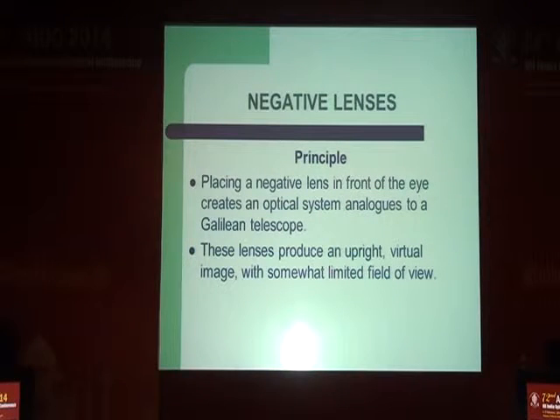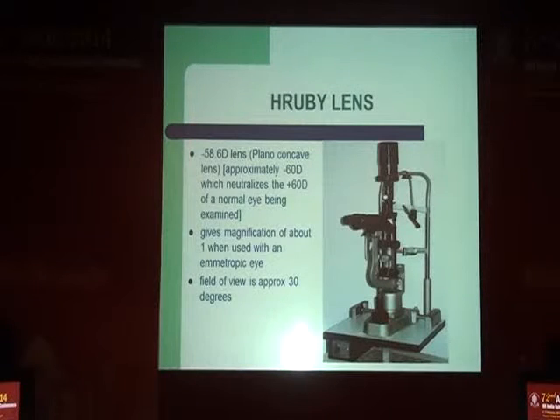So let's look at the negative lenses. The principle here is to place a negative lens in front of the eye and create an optical system which is analogous to a Galilean telescope. These lenses, because of the telescopic system, produce an upright virtual image with somewhat limited field of view. The ruby lens is a -58.6 diopter lens. It's essentially a plano-concave lens.